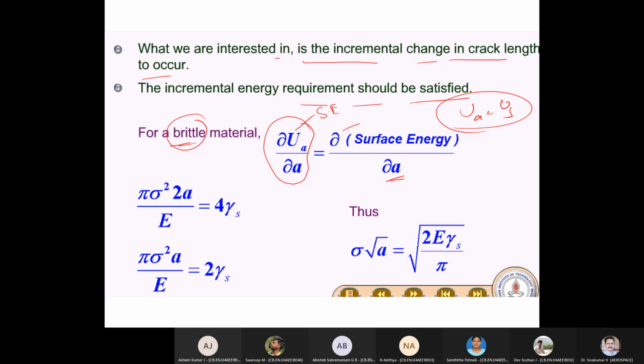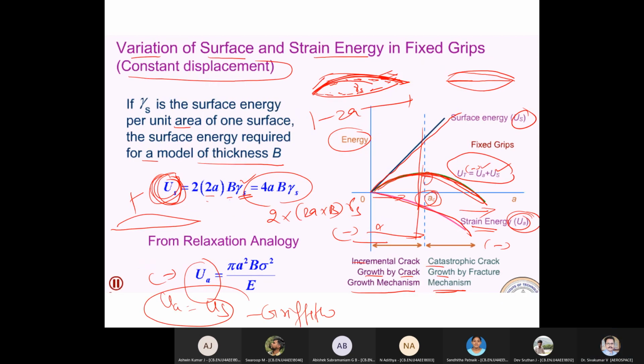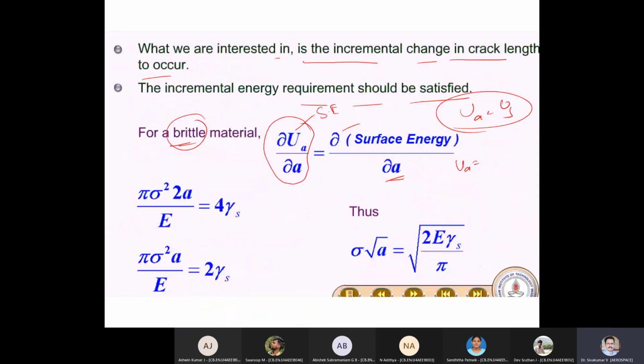So what is ∂U_A/∂A? U_A we know: π A² σ² by E. ∂U_A by ∂A is what? π 2A σ² by E.